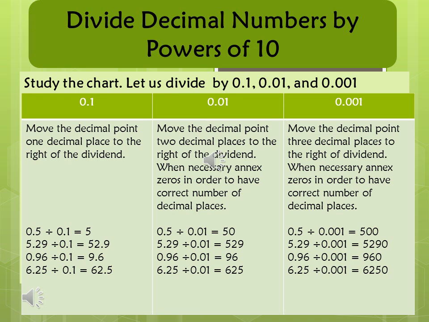5 and 29/100 divided by 1,000. Move natin ng 3 beses. 1, 2, 3. Dagdag ka ng isang 0. Ang magiging sagot ay 5,290. 96/100 divided by 1,000. Move natin ng 3 0. 1, 2, 3. So, 960 ang sagot. And the last one, 6 and 25/100 divided by 1,000. I-move natin ng 3. So, 1, 2, 3. So, ang sagot ay 6,250.